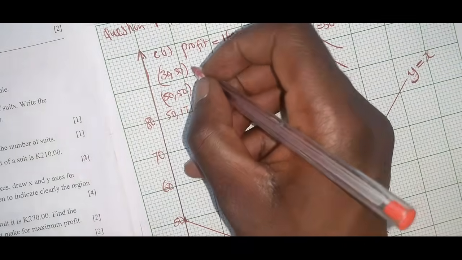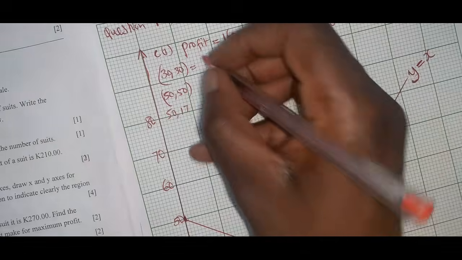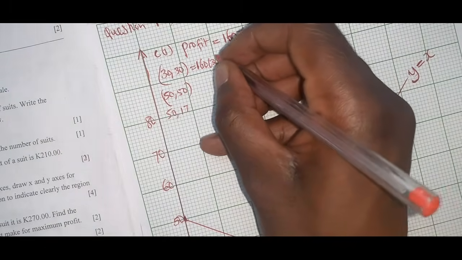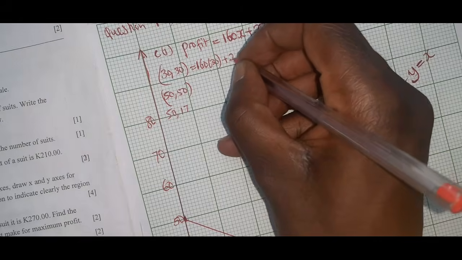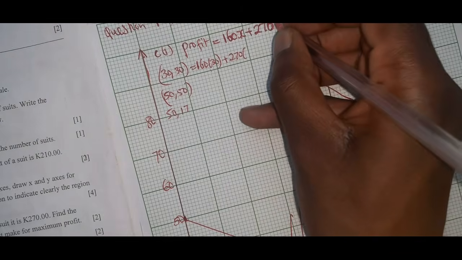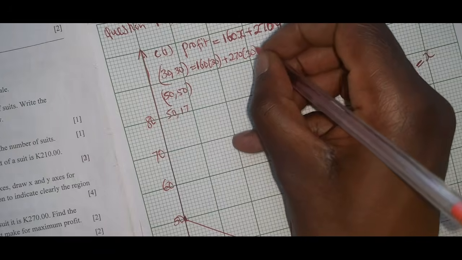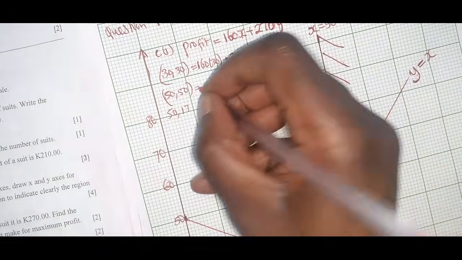begin slotting these ones here in the profit function. Like 160, where there's X, we put what? 30 plus 270 where there is y. Where there is y, we put 30. Then what are we going to get? We do the same thing even here.